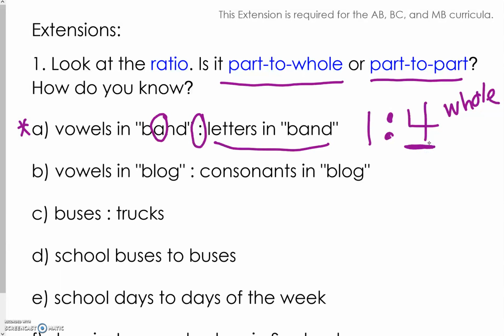Let's look at the next example. Vowels in the word blog to consonants in the word blog. Again, there is 1 vowel in the word blog. However, there are 1, 2, 3 consonants in the word blog. This is also a 4-letter word. However, the second part of the ratio is only concerned with consonants, not the total number of letters. Therefore, this is a part-to-part ratio.